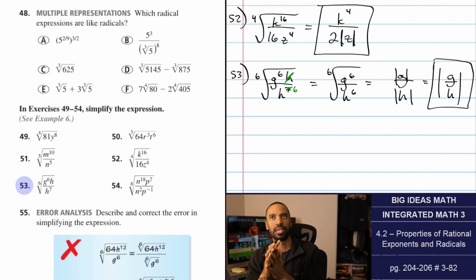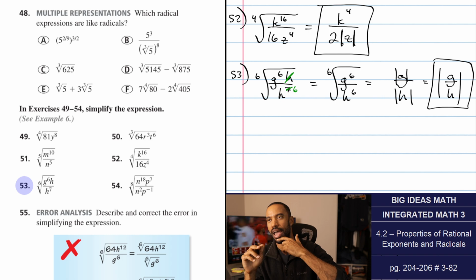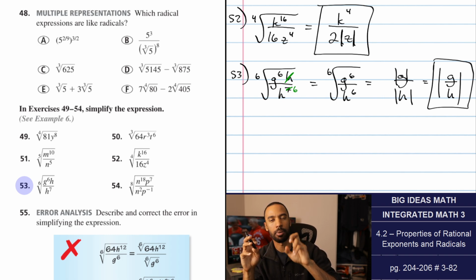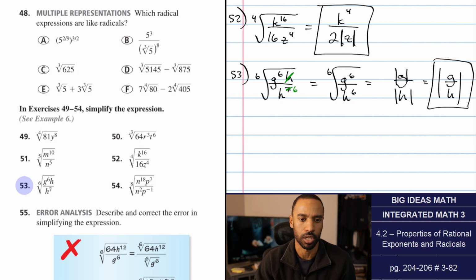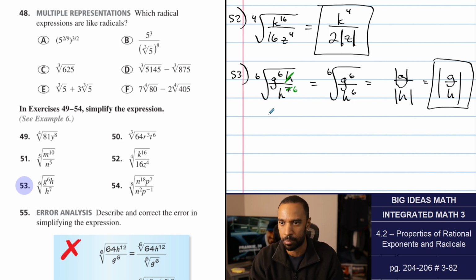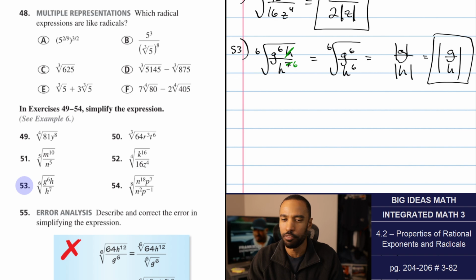As far as rationalization, that's not an issue. I'm just saying, with that, we're turning it positive as a whole anyway, so we can treat it with just one whole absolute value. There's nothing wrong with that. Let's do one big absolute value, all good. Number 54.